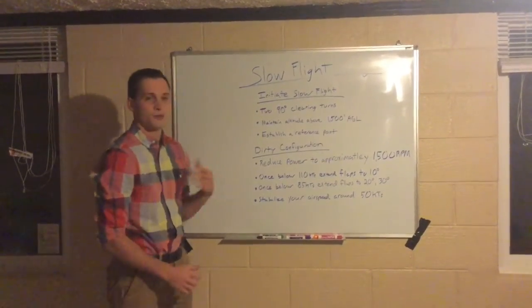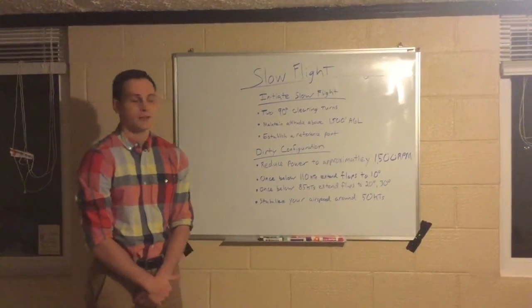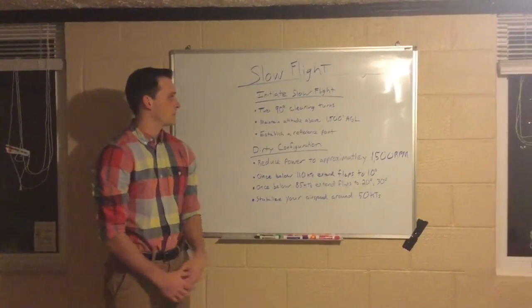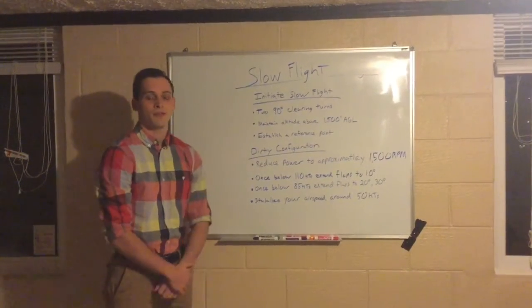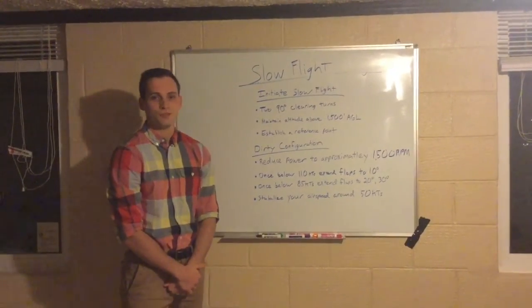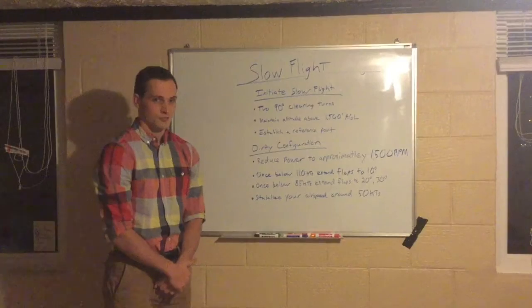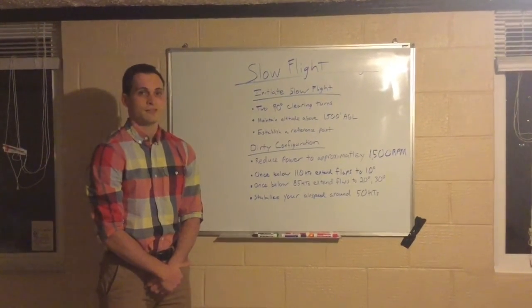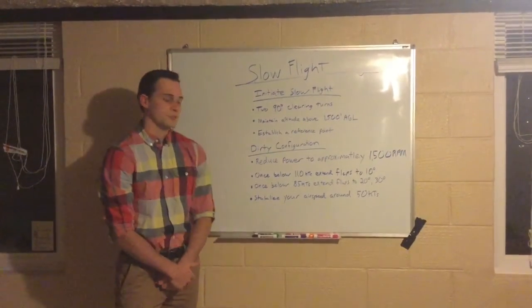Alright, so the next important thing on slow flight is how to initiate it. There are three main things you want to do before any slow flight, say on a check ride. First, you want to do two 90-degree clearing turns. The important thing on these clearing turns is to look for other aircraft or obstacles that you could hit during the slow flight procedure.